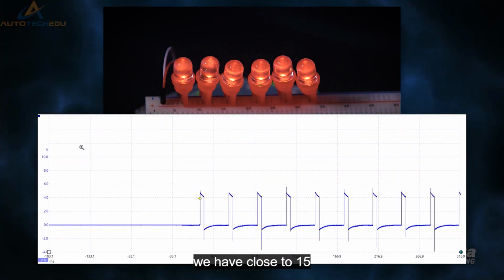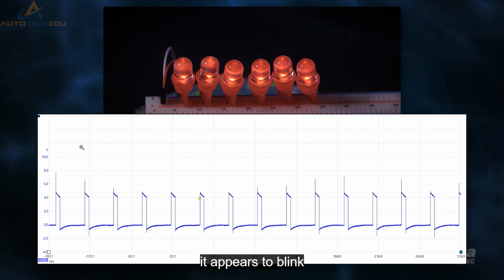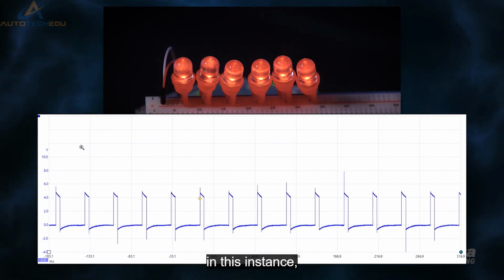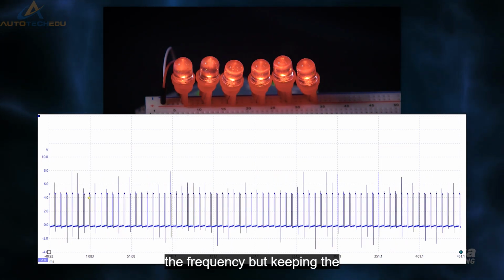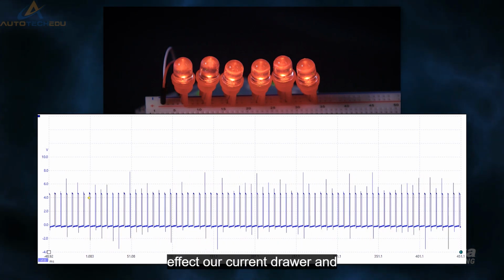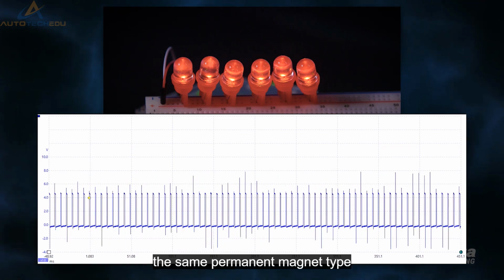We have close to a 15% duty cycle at our lamp and it's dull, but it appears to blink. This is because the frequency is too low. In this instance, it's around 28 Hz. By increasing the frequency, but keeping the duty cycle the same, we can eliminate the blinking effect. Our current draw, and therefore the lamp output, remains the same.